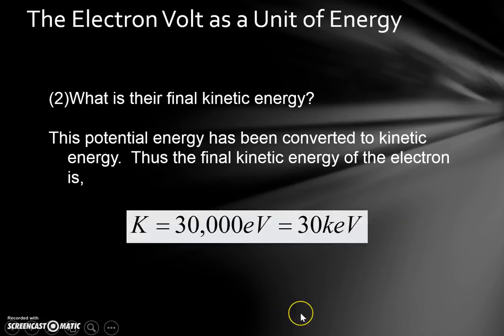And again, if they've gained 30,000 electron volts of energy, we're saying that this potential energy has been converted to kinetic energy because they've now been moving. They're now moving across the potential difference, and so our kinetic energy is going to be whatever the gain was as well. So again, 30,000 electron volts.